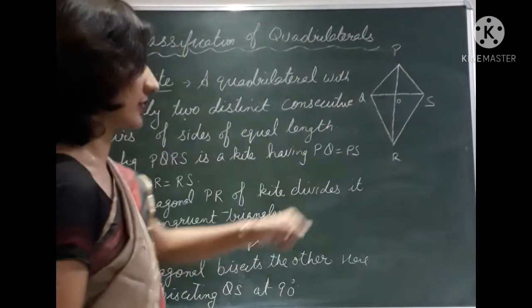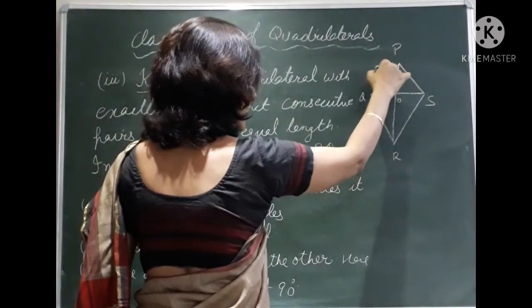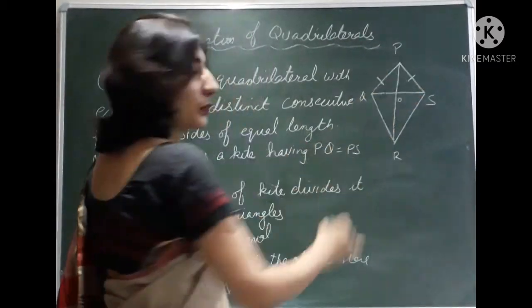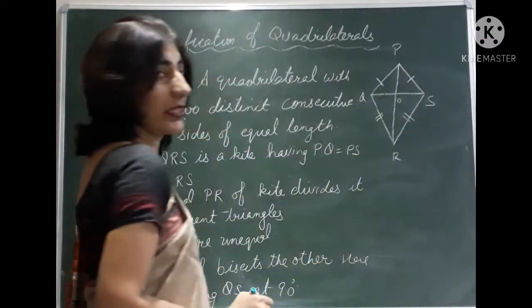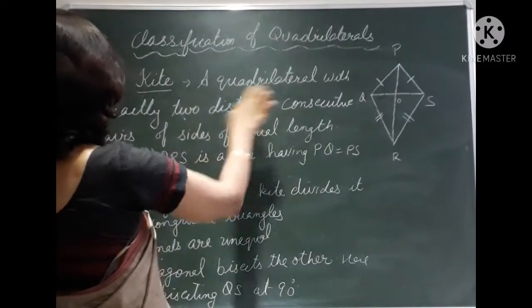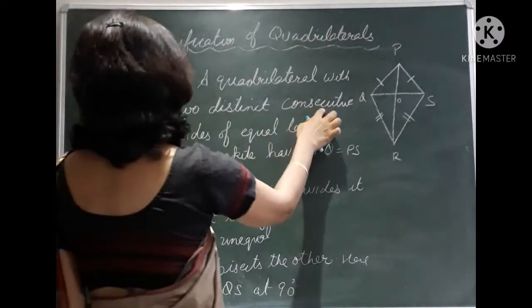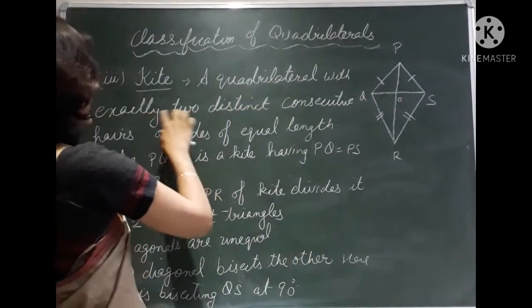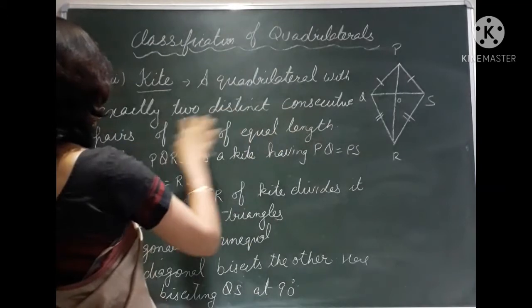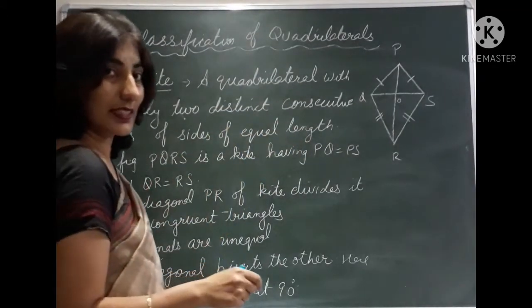Now here in this, what is the property? The consecutive adjacent sides, that is this PQ and this PS will be equal, and this QR and this SR will be equal. So the quadrilateral with exactly two distinct, meaning different, consecutive pairs, meaning adjacent pairs, a quadrilateral with exactly two different adjacent pairs of sides of equal length is called a kite.